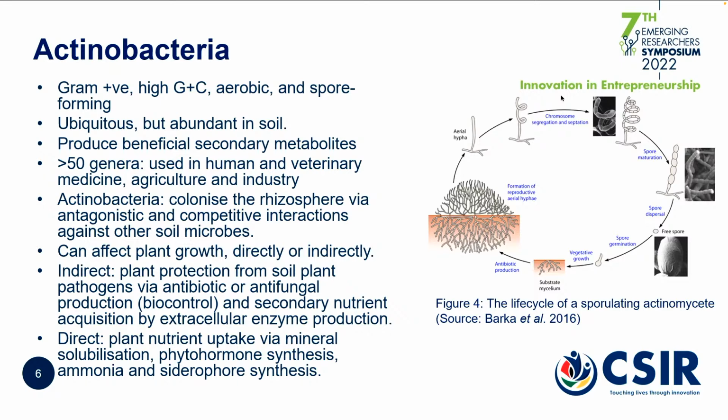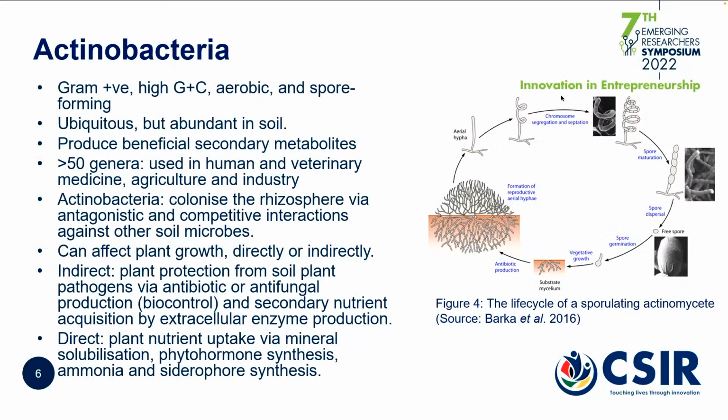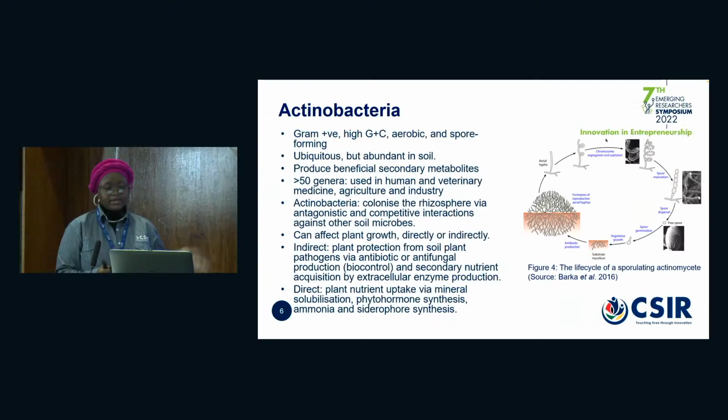Actinobacteria colonize the rhizosphere through antagonistic and competitive interactions against other soil microorganisms, and consequently they affect plant growth directly or indirectly. They do this directly by promoting plant nutrient uptake through mineral solubilization, phytohormone synthesis, and ammonia and siderophore synthesis. And they do this indirectly by providing plant protection from soil plant pathogens through producing antibiotics and antifungal properties, and through secondary nutrient acquisition by the production of extracellular enzymes.